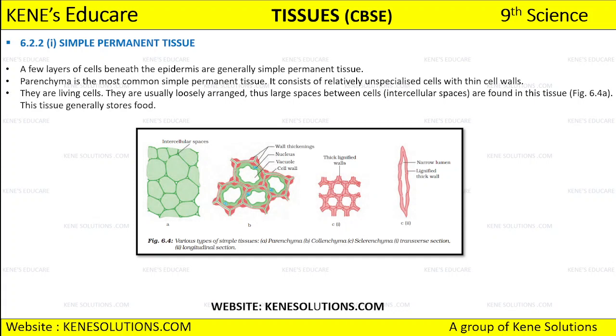Okay. And where can we find the simple permanent tissue? Now you have the epidermis, and there are a few layers beneath the epidermis. Those few layers are called parenchyma.